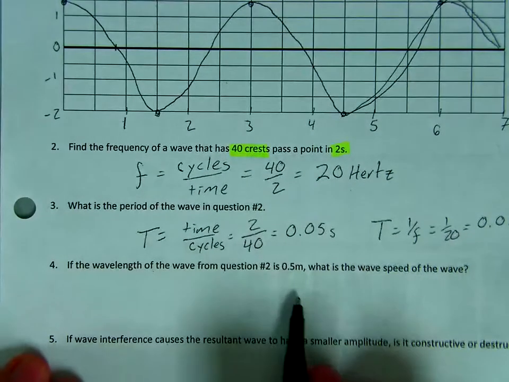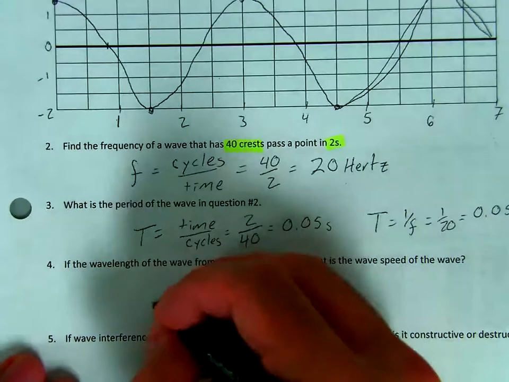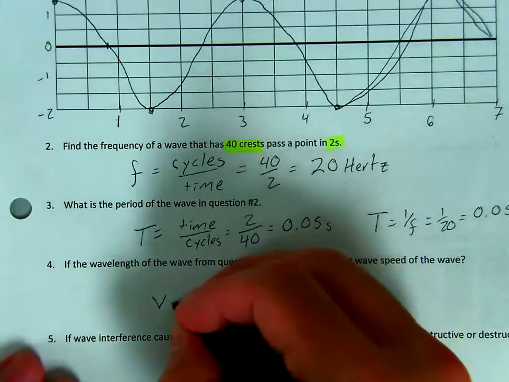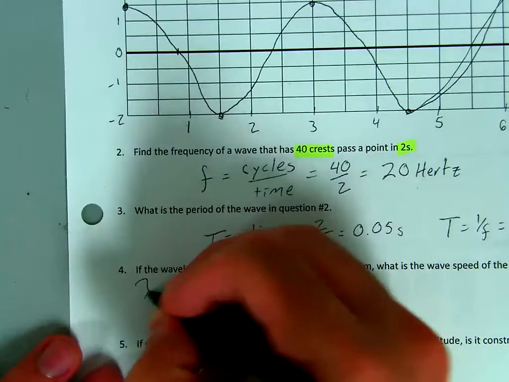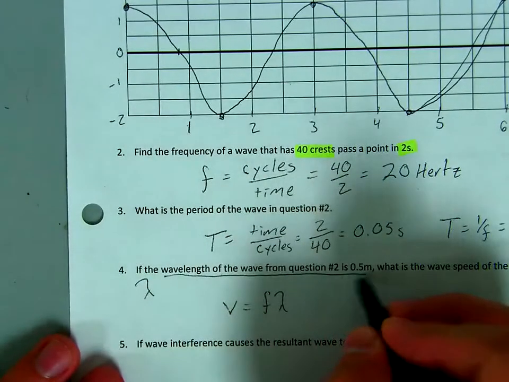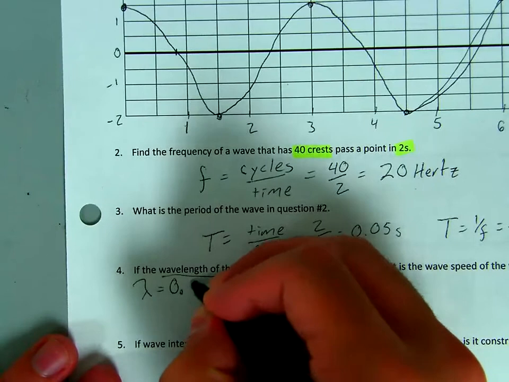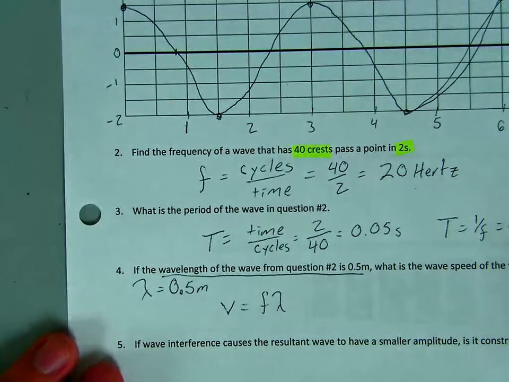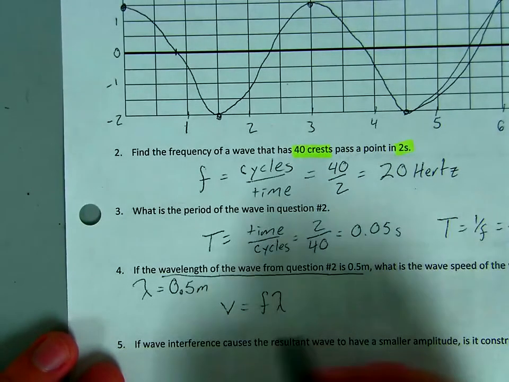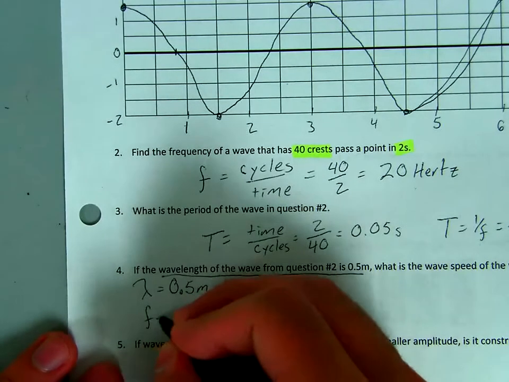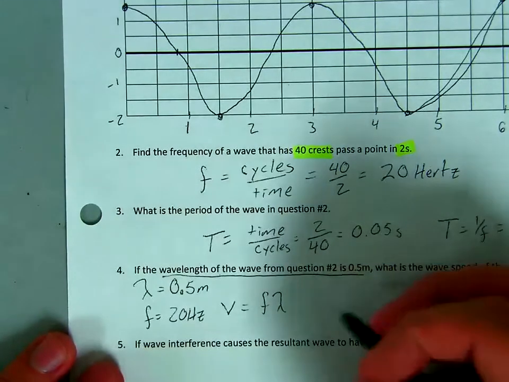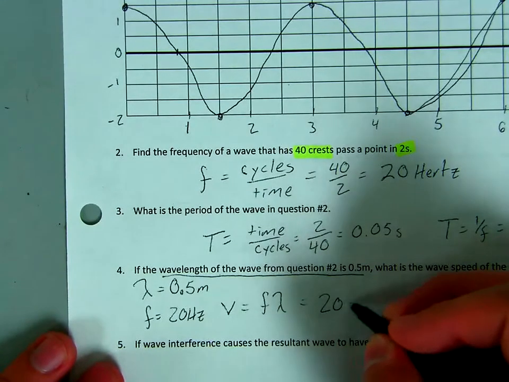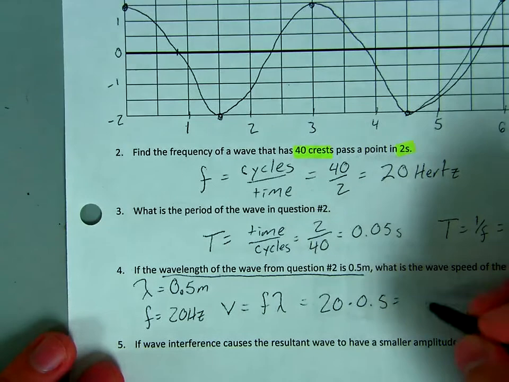If the wavelength of this wave is 0.5, what is the speed of the wave? So wave speed, v, is equal to frequency times lambda. We know what lambda is because it says the wavelength of the wave is 0.5 meters. So wavelength is a length, it should be given in meters. We want to know wave speed, that's v, and we know what the frequency is from number 2, that's 20 hertz. So we would do 20 times 0.5. What's half of 20? It's 10 meters per second.